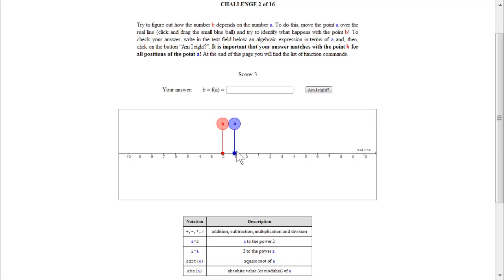In this rule, again, presented with the input-output pair graphed on a number line, the rule also seems to be fairly easy. In this case, the student just needs to subtract 1 from the input value of A to get the output value B. So in this case, the function rule would be A minus 1.